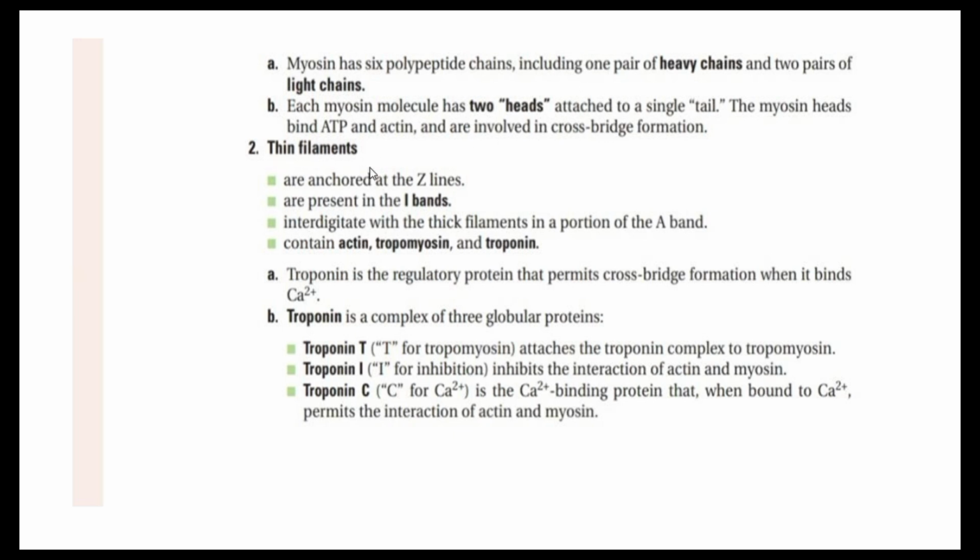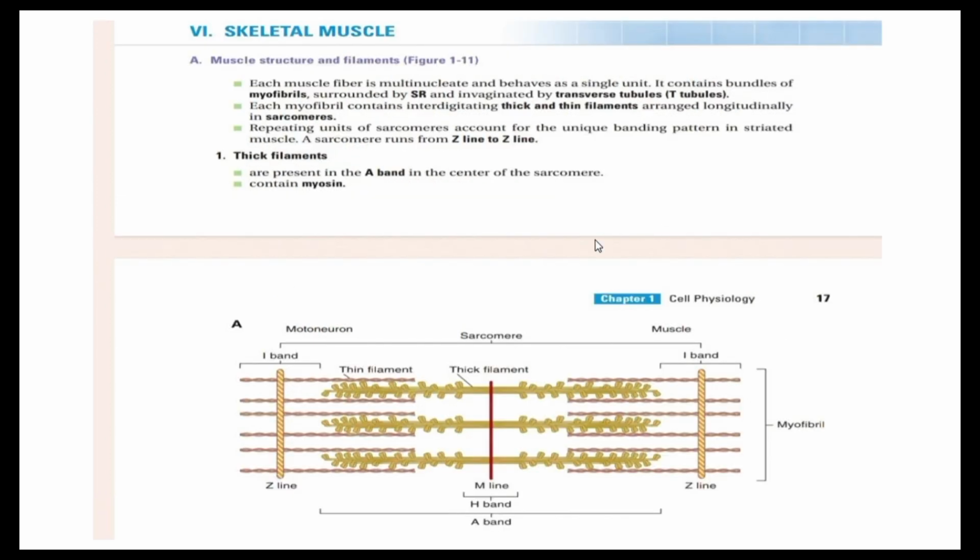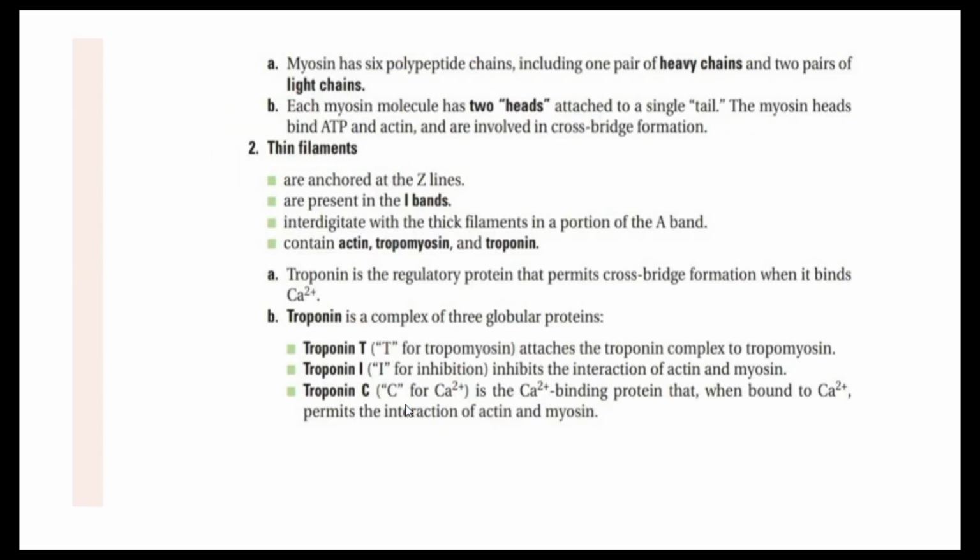Let's talk about the thin filaments. So in the diagram, we see that the thin filaments are anchored at the Z lines, and they are present in the portion that is known as the I band. And these thin filaments interdigitate with the thick filaments in a portion of the A band. So yes, this is the portion of the A band where the thin and thick filaments interdigitate.